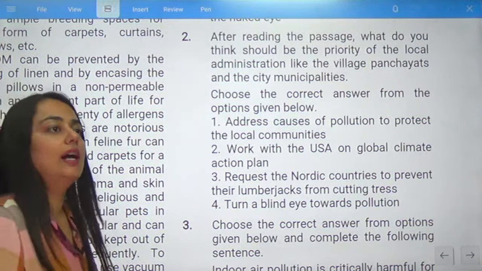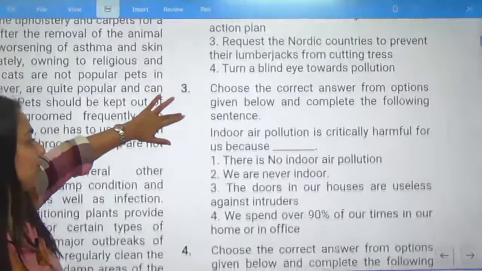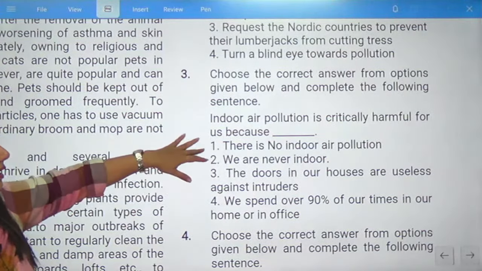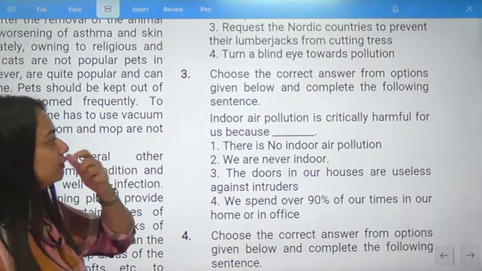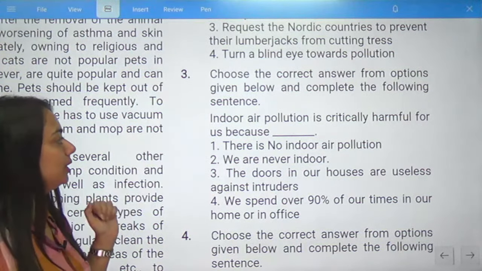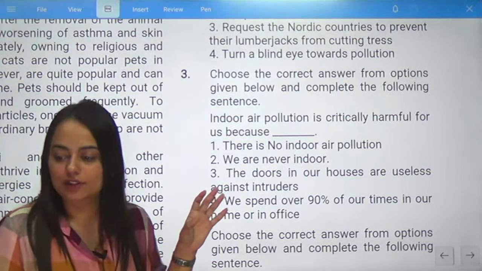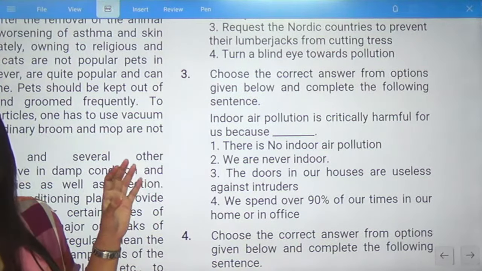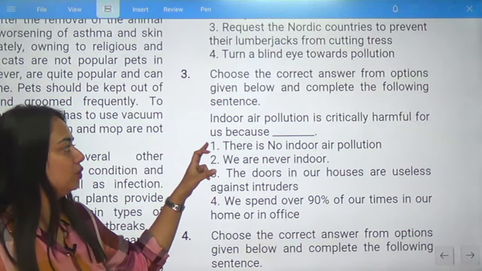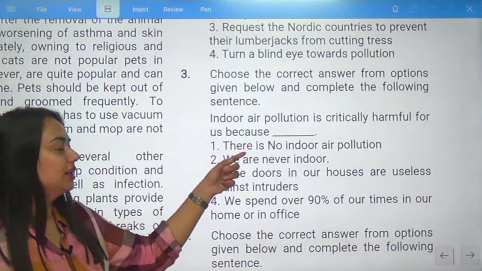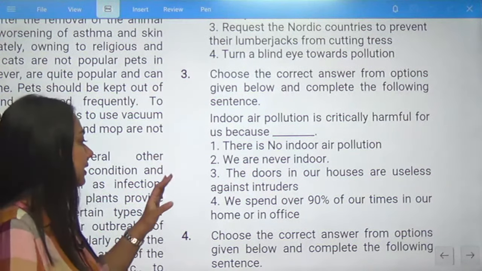Very good, Amit. Yes, your answer is absolutely correct. It should be the first one. So see, we have successfully scored 2 marks in this first RC. Let's see this one. अब फिर से एक fill in the blank type का question है. Choose the correct answer from the options given below and complete the following sentence. Let's read the sentence together. I hope the screen is clearly visible to you. Amit, let me know if the screen is clearly visible to you. Indoor air pollution is critically harmful for us because... indoor air pollution हमारे लिए harmful क्यों है? ये है question and let's see the options.